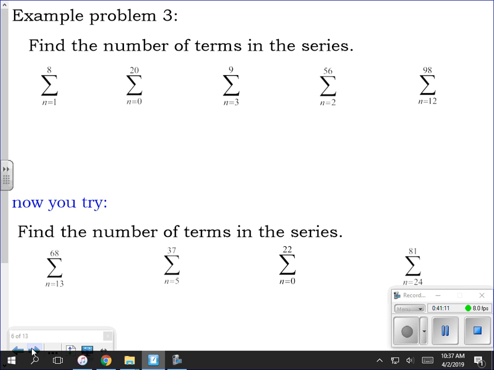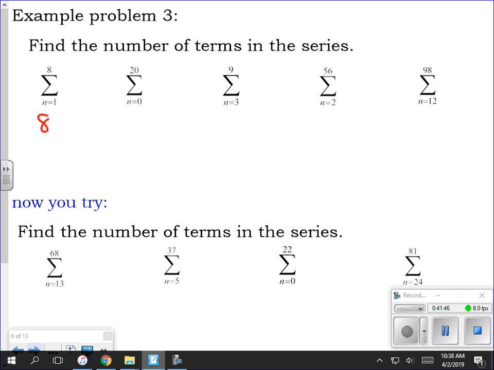To find out how many terms are in the sequence, it's actually pretty easy. So in the first one, how many are in here? 8, because I start at 1 and end at 8. This one's easy. This is 8. When the number in the lower part is not 1, that's where it gets a little more difficult, but really it's easy. So in the second one, I go from 0 to 20. If I went from 1 to 20, I'd have 20, right? But I'm starting at 0. So instead of 20, I'd have 21.